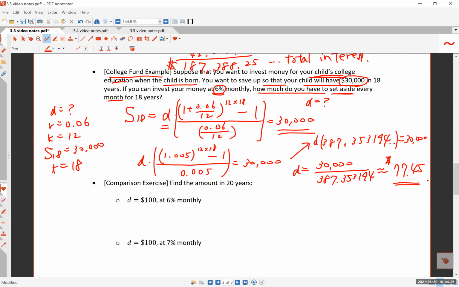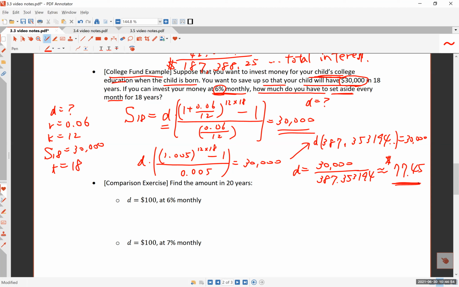Now, does this sound too good to be true? I mean, it sort of does, right? Because all this is saying is if you're a new parent and you want to raise money for your child to attend college in 18 years, if you set aside $77.45 every month, as long as you can get 6% monthly compounding interest rate or an investment plan, you will end up with $30,000 in 18 years. So that is a good thing you can do.